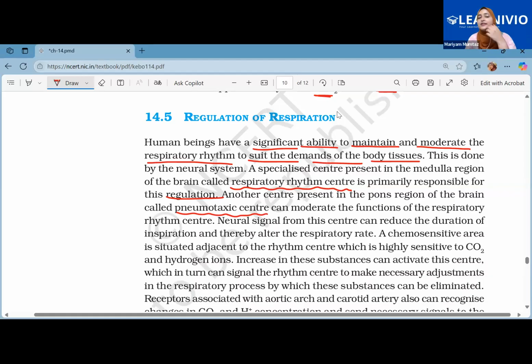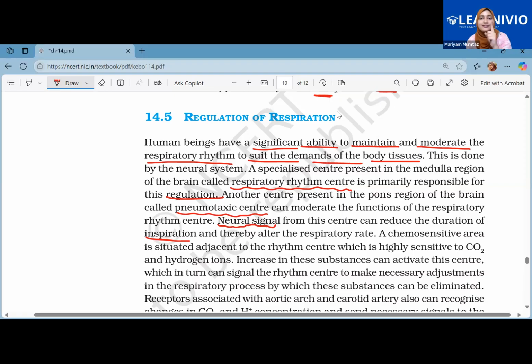So, what happens is that these two, the respiratory rhythm center in the medulla and the pneumotaxic center in the pons, regulate the respiratory rhythm. Now, whenever the neural signal comes from the center, they can reduce the duration of inspiration. Like your breathing rate could go fine or it could go heavier. Then there is a chemosensitive area adjacent to the rhythm center in the medulla. A sensitive area that is sensitive to chemicals.